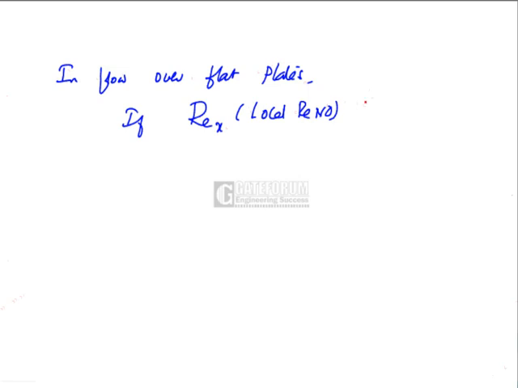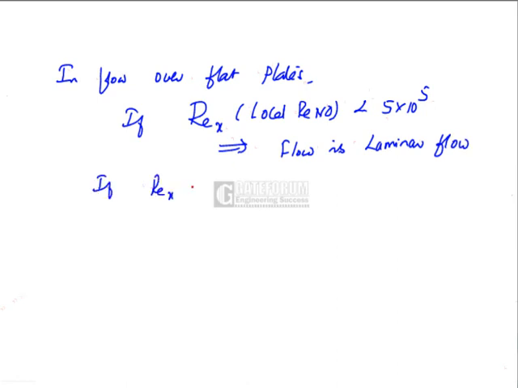In flow over flat plates, if Re x, local Reynolds number, is less than 5 into 10 power 5, it implies flow is laminar flow. And if Re x is greater than 6 to 7 into 10 power 5, it implies flow is turbulent flow.